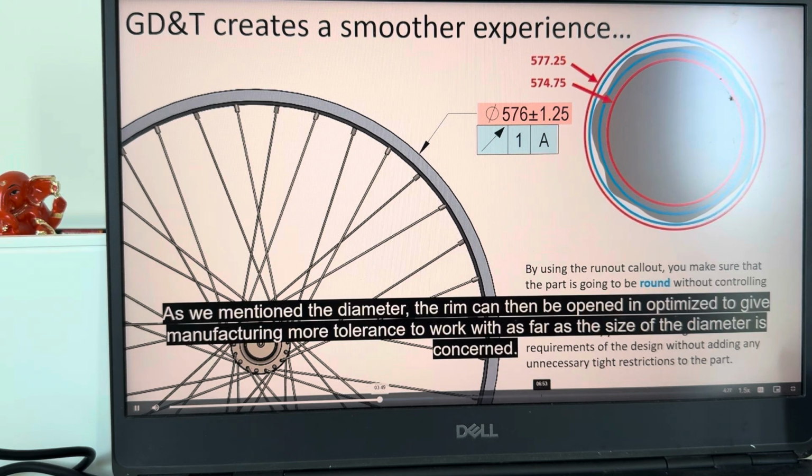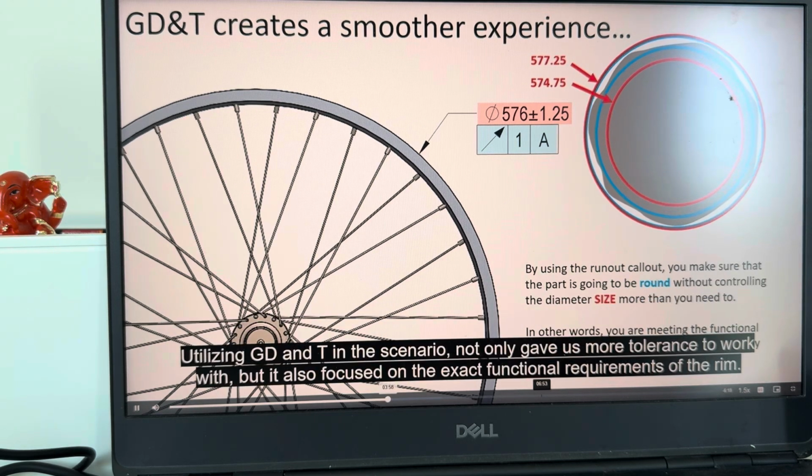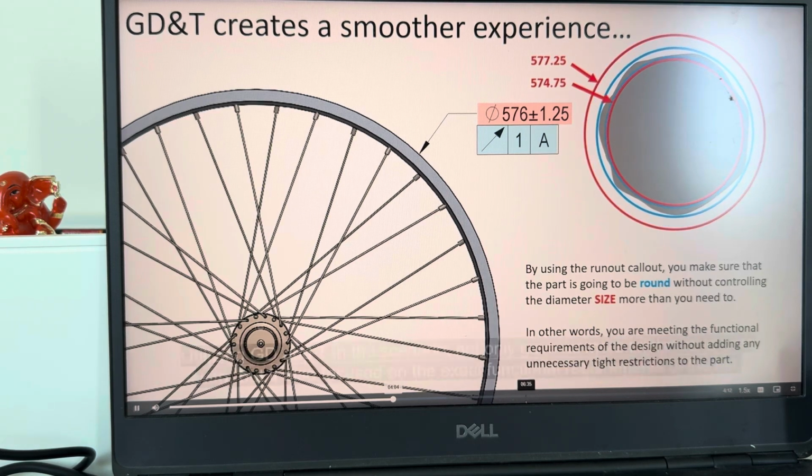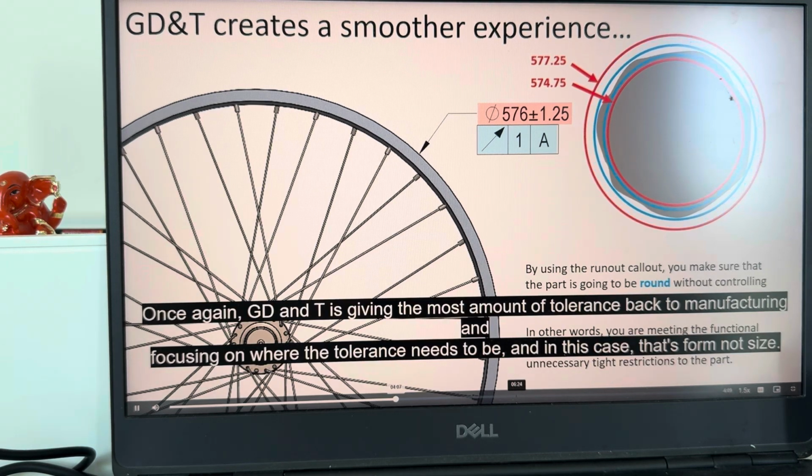As we mentioned, the diameter of the rim can then be opened and optimized to give manufacturing more tolerance to work with as far as the size of the diameter is concerned. Utilizing GD&T in this scenario not only gave us more tolerance to work with, but it also focused on the exact functional requirements of the rim. Once again, GD&T is giving the most amount of tolerance back to manufacturing and focusing on where the tolerance needs to be, and in this case, that's form, not size.